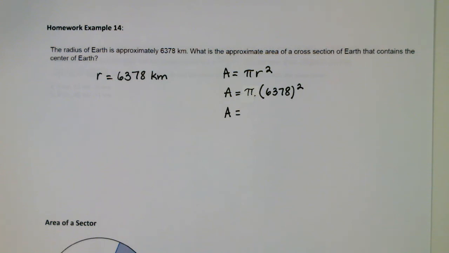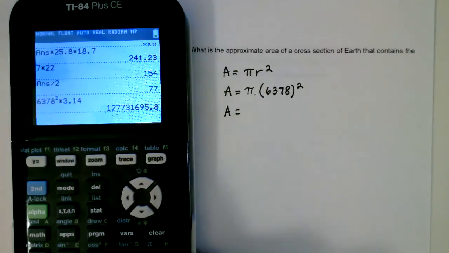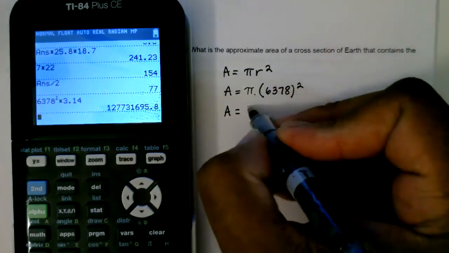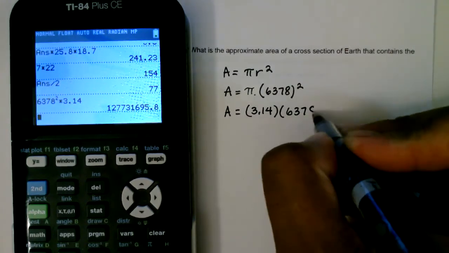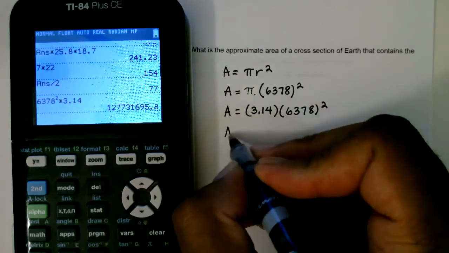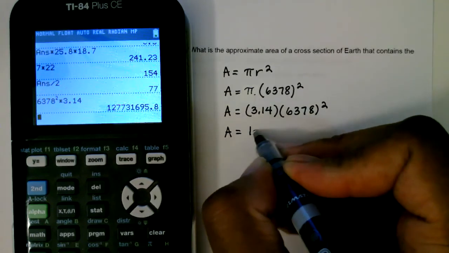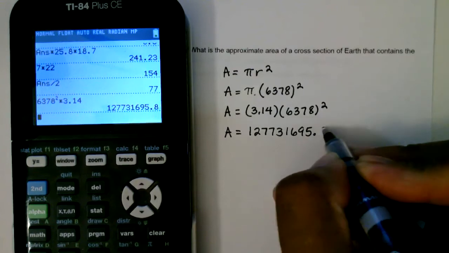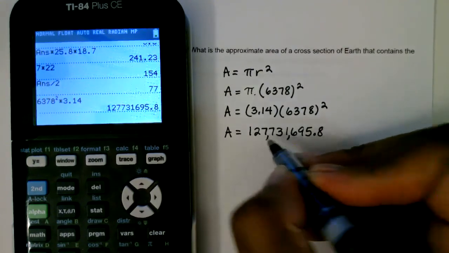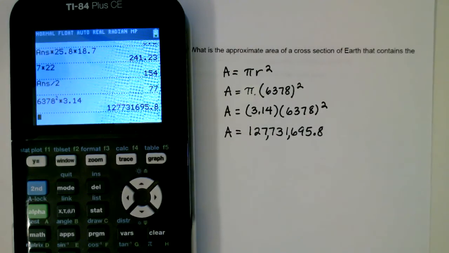Okay. I went ahead and used 3.14 for pi. So let me bring this down, 3.14 times 6,378, and that's squared. And this is what I come up with, 127731695.8. And it's going to be 127,731,695.8. But let's say we wanted to round to the nearest million in this case.